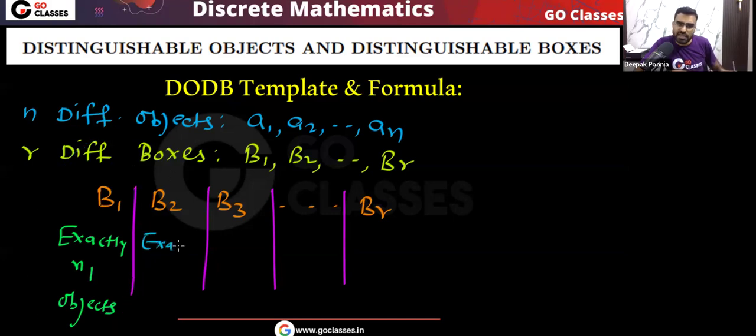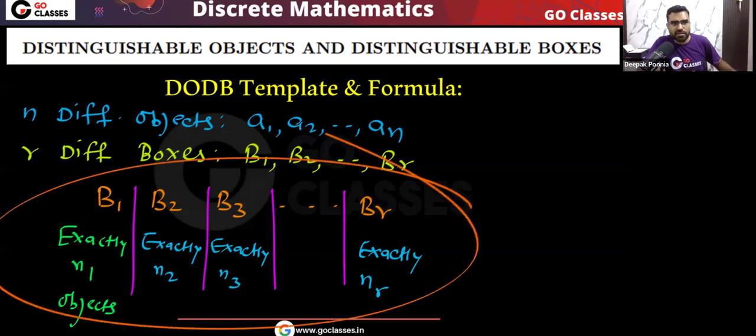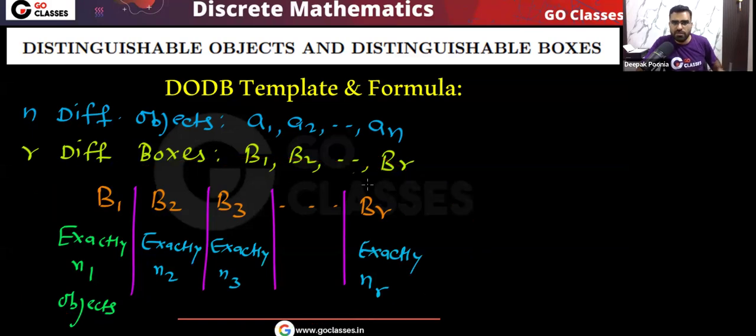In box b2, exactly n2 objects. In box b3, exactly n3 objects. And in box br, exactly nr objects. Is this point clear? Now in this situation, how many ways are there to distribute n objects into our different boxes such that n1 objects go in box b1, n2 objects in box b2, exactly n3 objects in box b3, and exactly nr objects in box br?